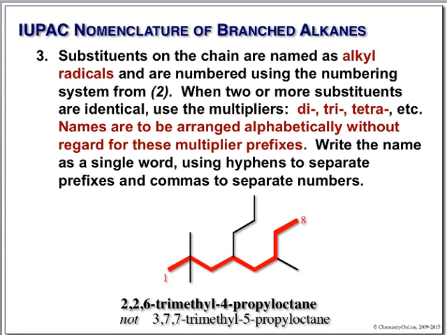If we had started numbering here, if we made that number 1, our first methyl group here would be on carbon 3, and then 7,7. The propyl group would be on carbon 5. When we talk about number sequence, this sequence is 2,2,6,4. This would be 3,7,7,5. 2 is smaller than 3, first point of difference. That's why this is correct and this one is not.